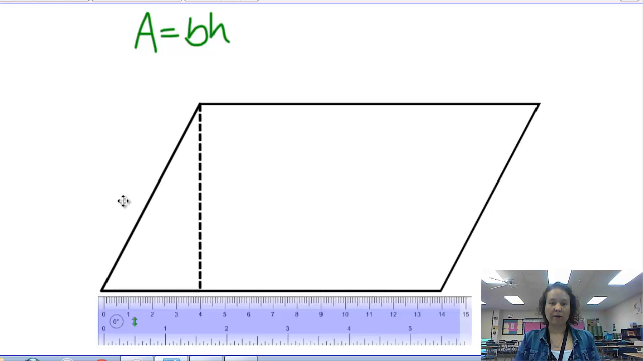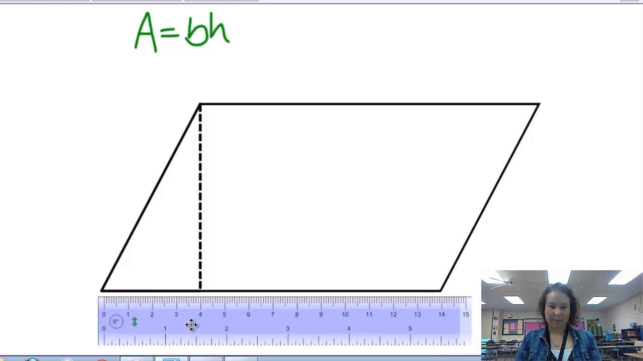So remember, when you're measuring on a parallelogram, the height always needs to be at a right angle to the base, which means we cannot use this side over here as my height. And then the base, you can use any of the sides of the parallelogram. So if I were to turn this parallelogram so it was sitting on the short side, that would be fine. I would just be measuring a taller height that way.